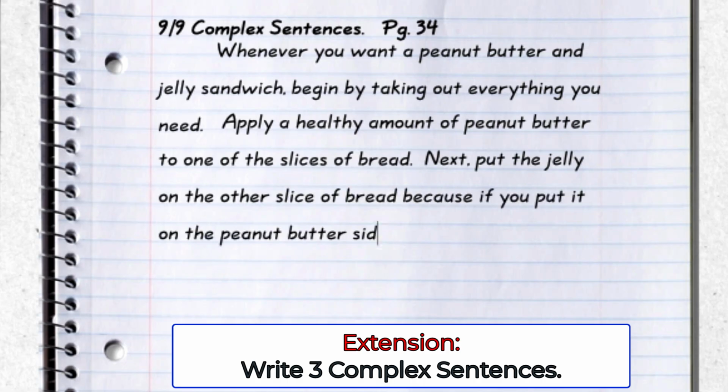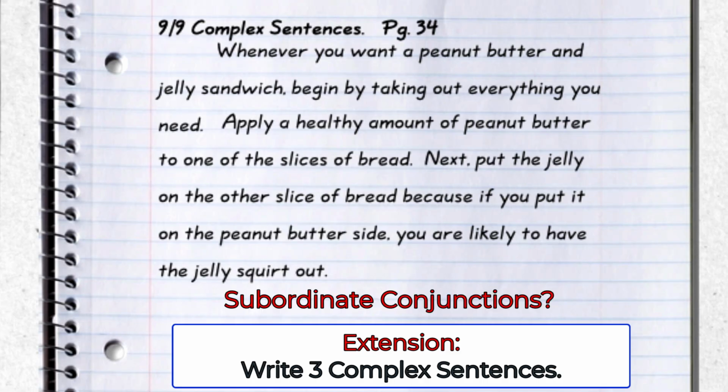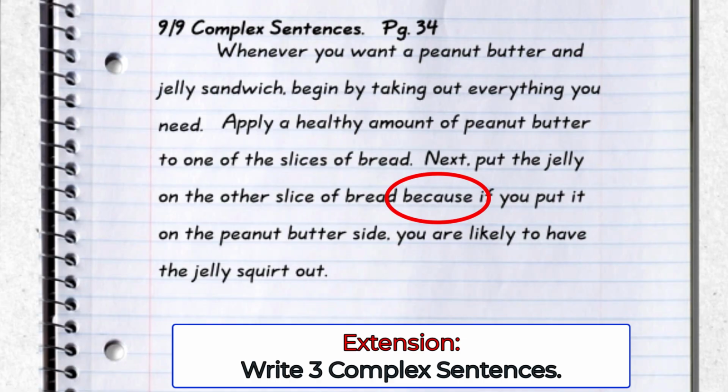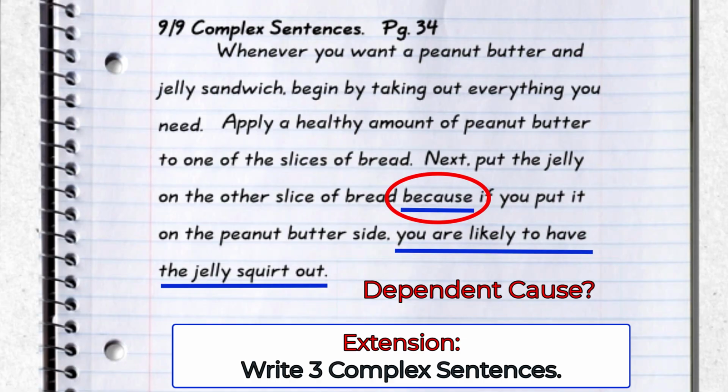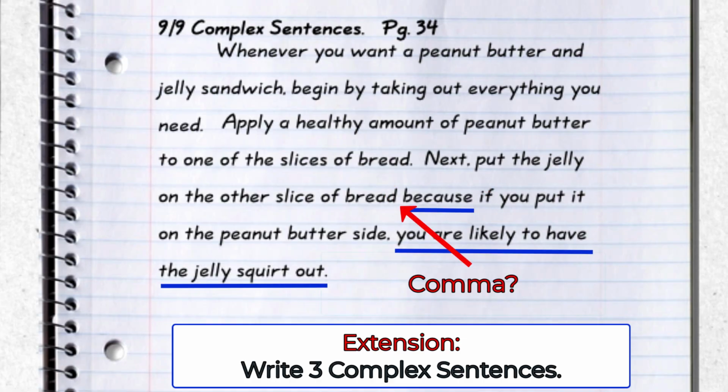"Next, put the jelly on the other slice of bread, because if you put it on the peanut butter side, you are likely to have jelly squirt out." Do you see a subordinate conjunction? Oh, look, there's the word because. Oh, so the dependent clause is in the back. Did I use a comma? Nope, no comma, because the dependent clause is in the back.